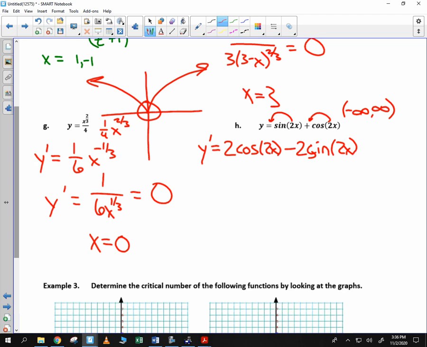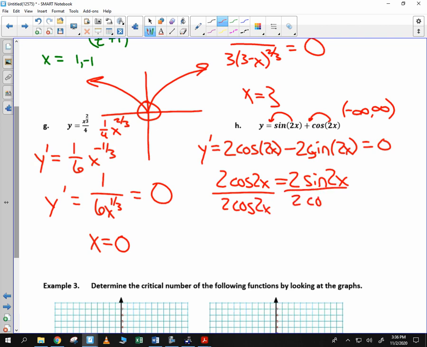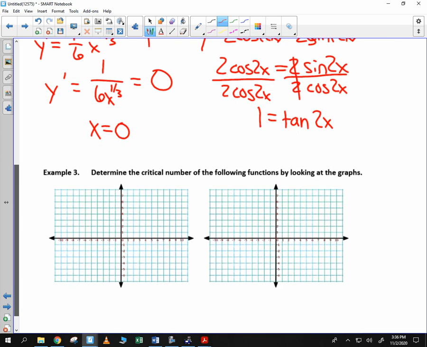So we're wondering where this is equal to 0. So 2 cosine of 2x equals 2 sine of 2x. If I divide both sides by 2 cosine of 2x, notice what you get. We get 1 is equal to tangent of 2x. Where is tangent equal to 1? Where is tangent equal to 1?